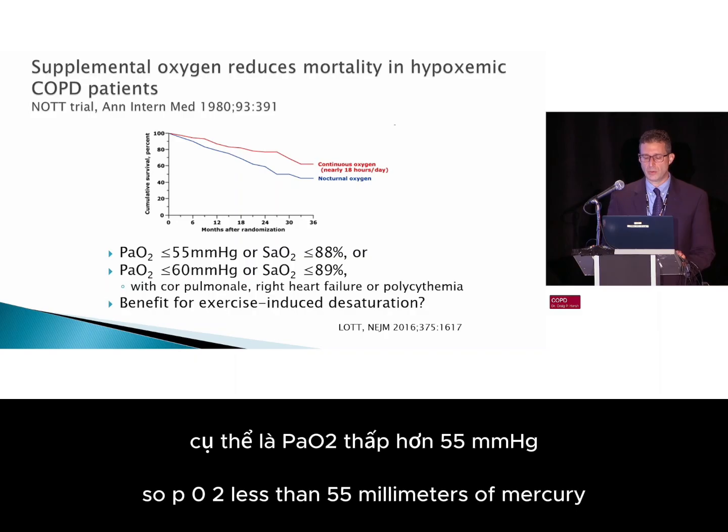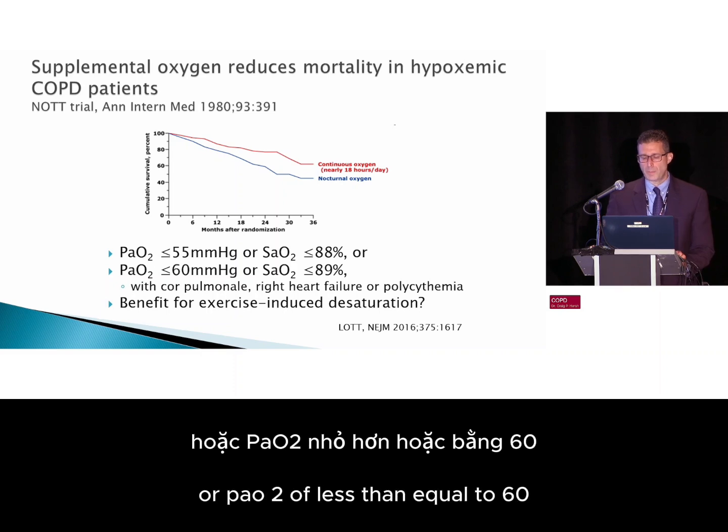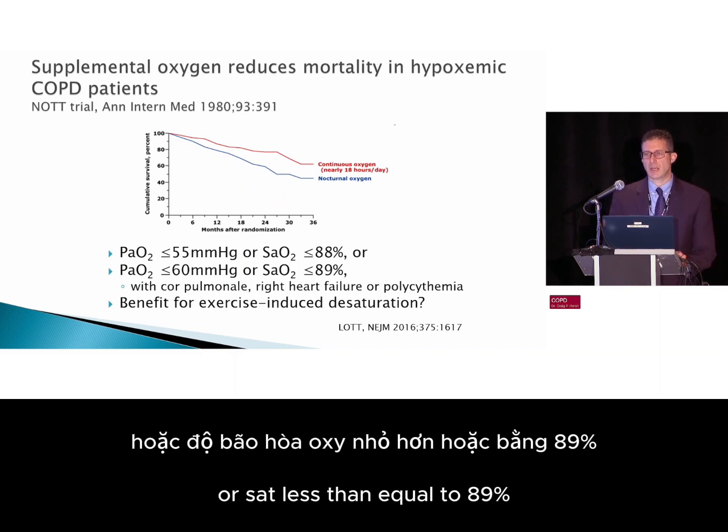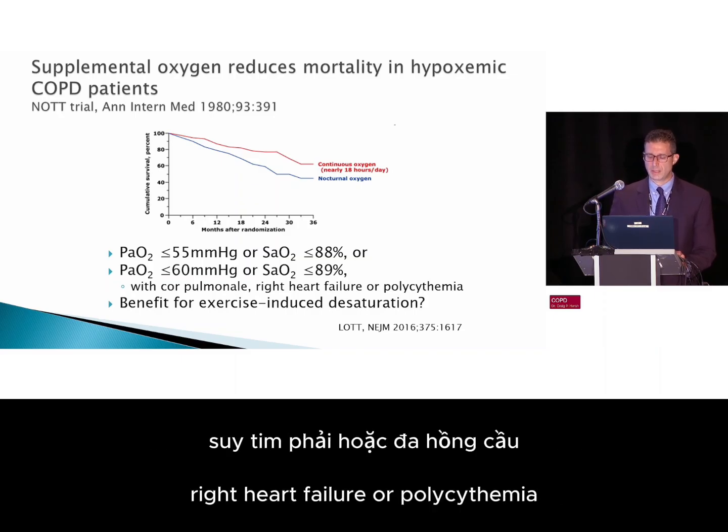So PaO2 less than 55 millimeters of mercury, or SAT of less than or equal to 88%, or a PaO2 of less than or equal to 60, or SAT less than or equal to 89% with complications such as cor pulmonale, right heart failure, or polycythemia.